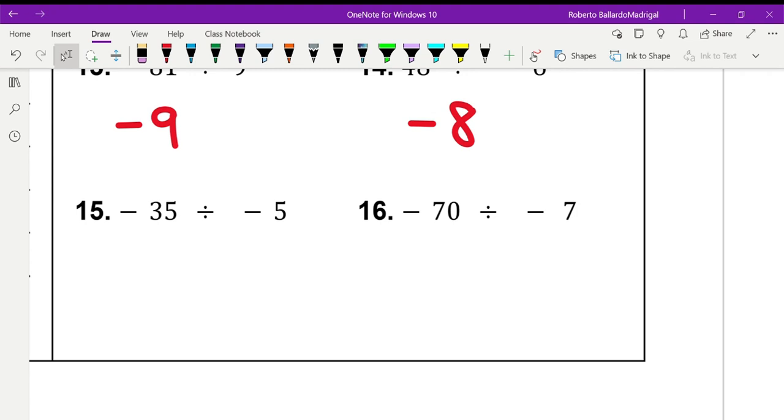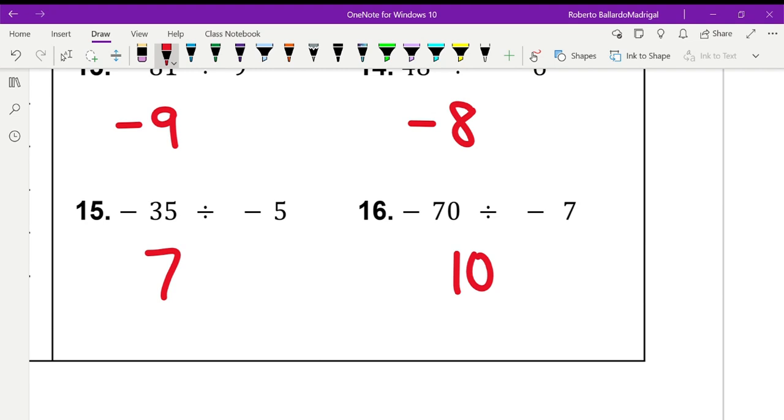I've already heard from Jacob. Gerardo, thank you, I've already heard from you. Lila, go ahead. 7. And then the last one, negative 70 divided by negative 7. One of you that hasn't volunteered yet? What do you think? No, right here. Yes. Well, how many times does 7 go into 70? 10. This would be 10. Since both of these are negatives, your answer would be positive.